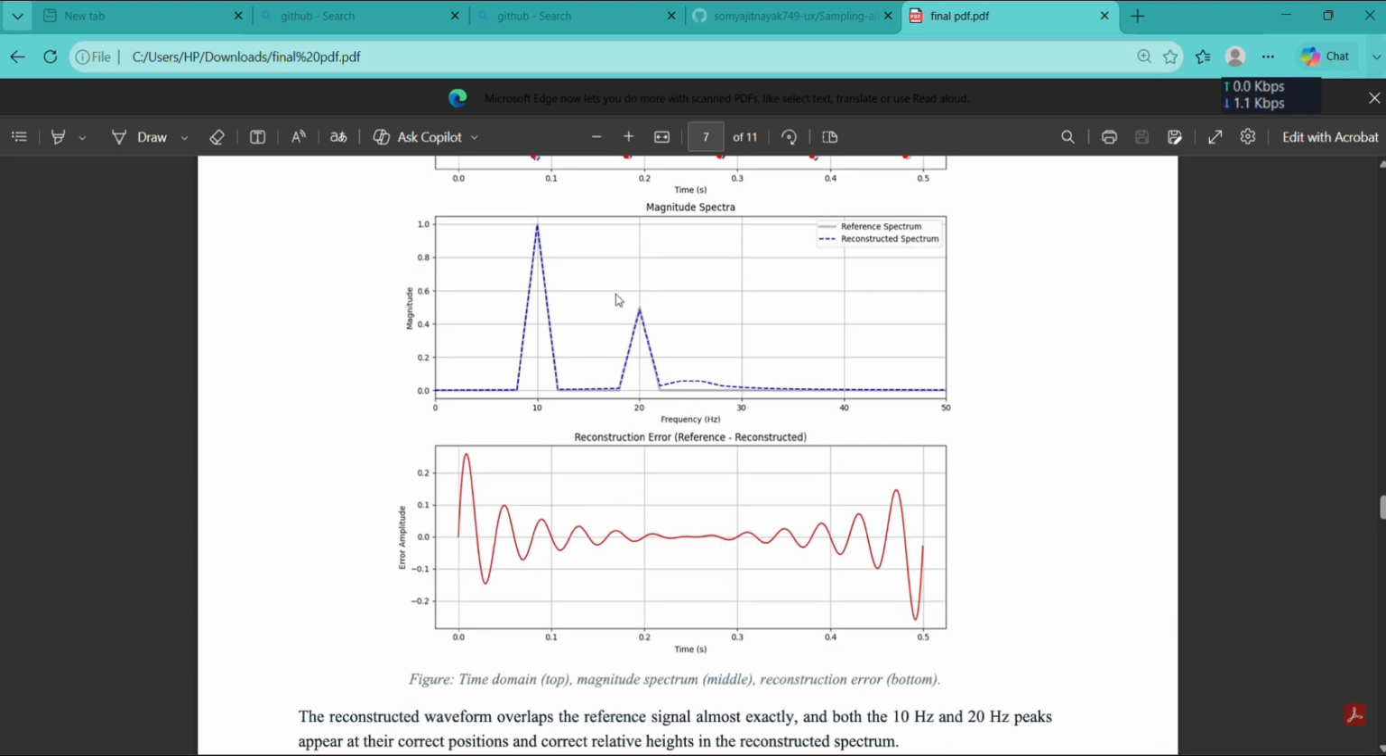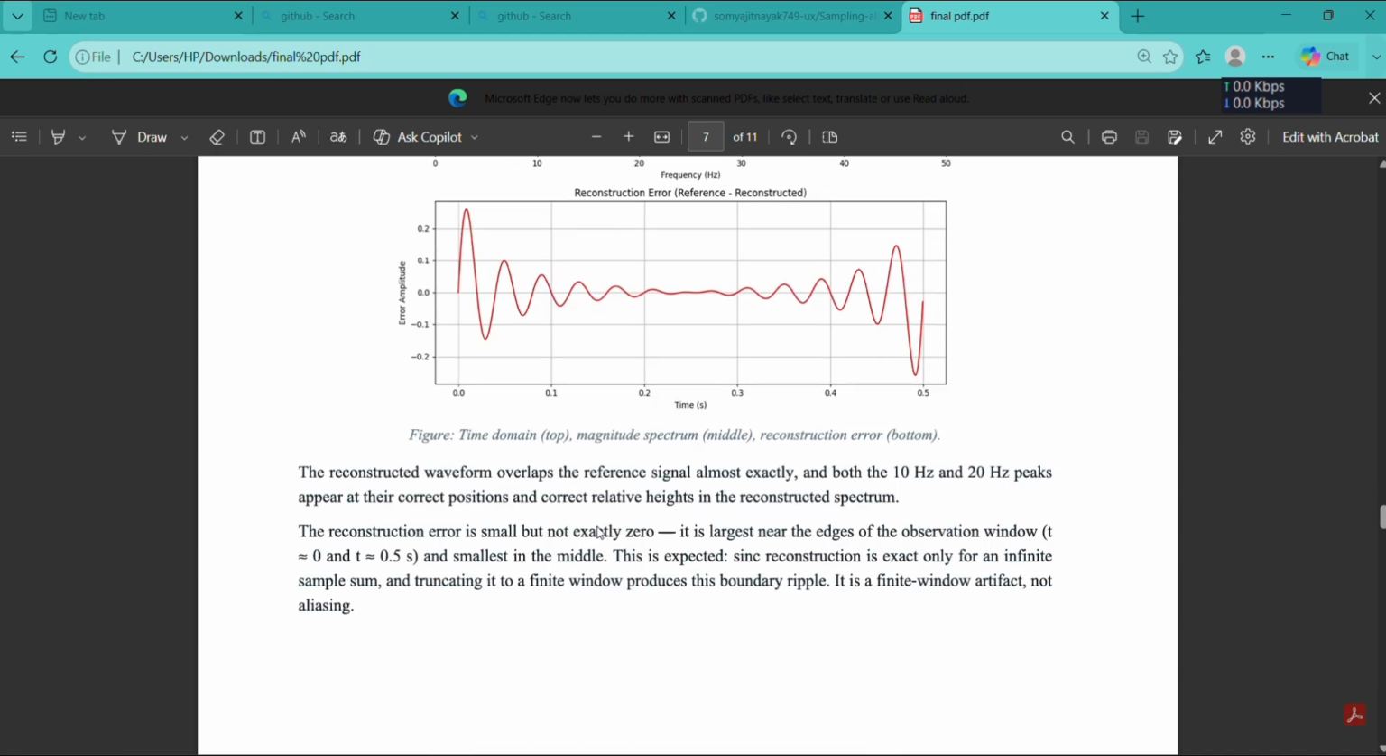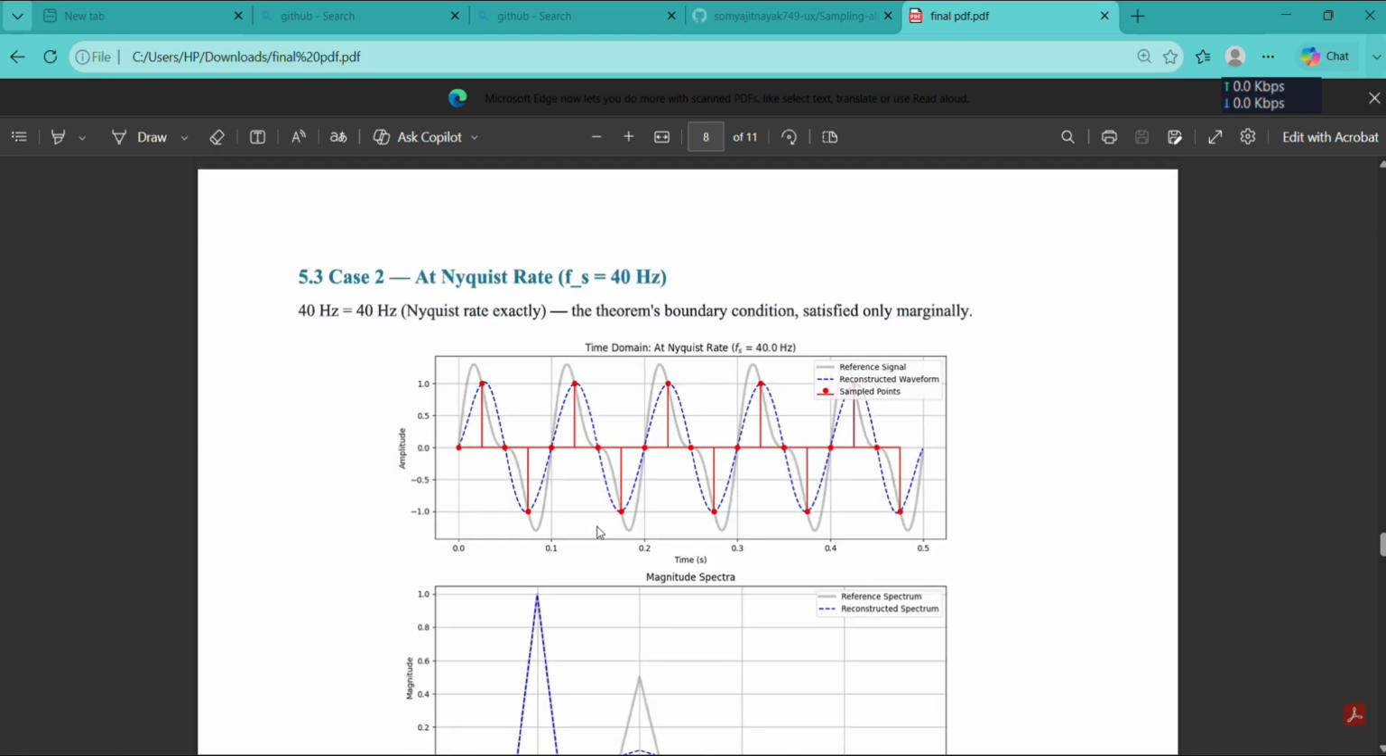The error was larger at the edges of the graph than in the middle, and it took me a second to figure out why. It is because of my reconstruction formula. Sinc interpolation is only perfectly accurate if you sum infinite samples. I only have a finite window. So the edges get a little sloppy, not aliasing, just a side effect of not having infinite data. Okay, now move on to the next case.